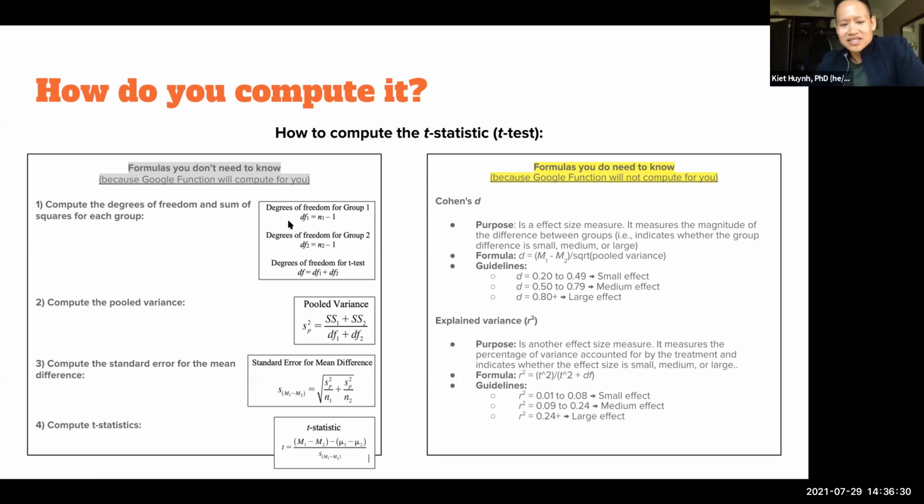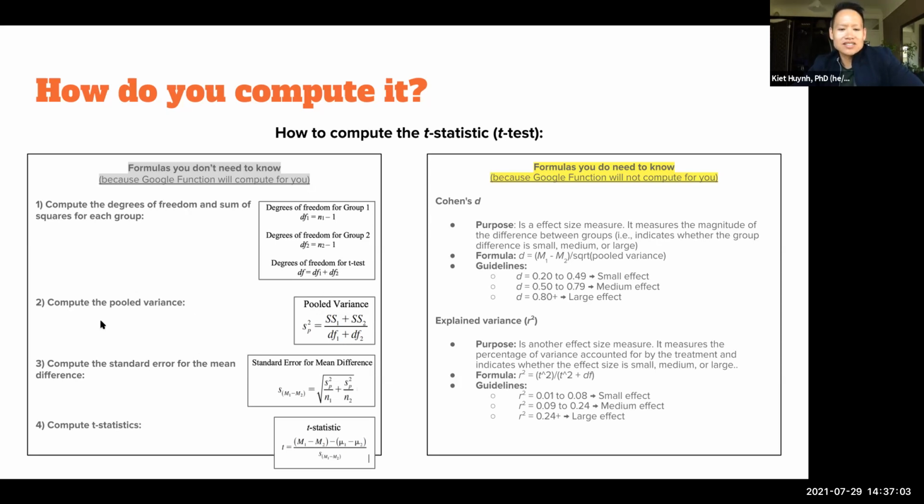Degrees of freedom basically is a sample size, and they adjust it by subtracting 1. So it's a little bit more complicated than that, but for the sake of this class, that is what you need to know. So DF1 means degrees of freedom for group 1, which is the sample size in group 1 minus 1. DF2 is the sample size in group 2 minus 1, basically. And so the degrees of freedom for the t-test is just the 2 degrees of freedom added together.